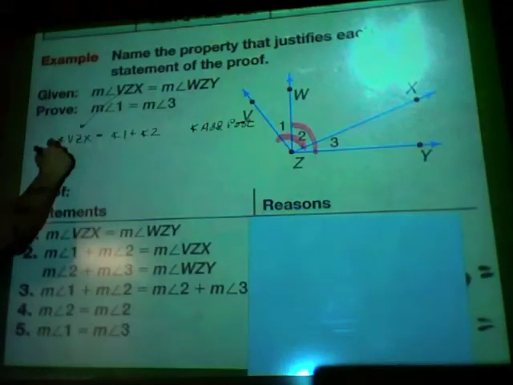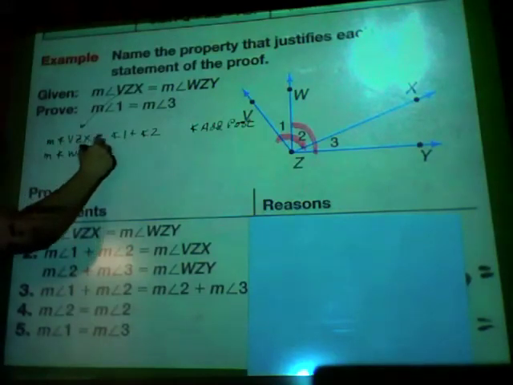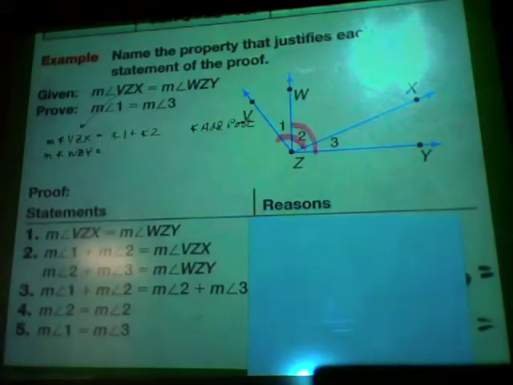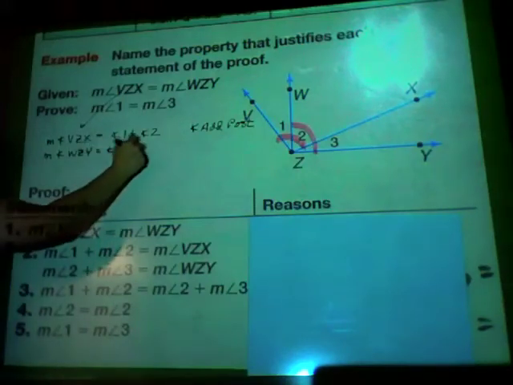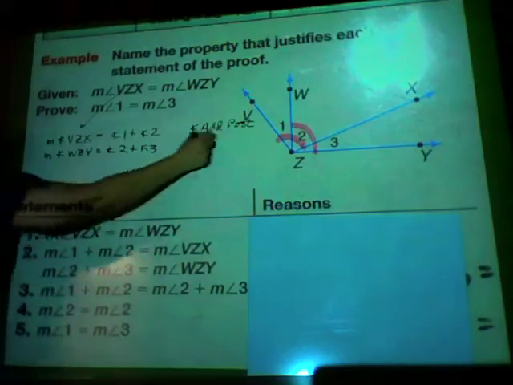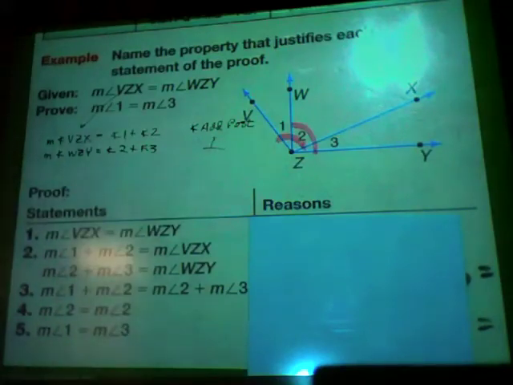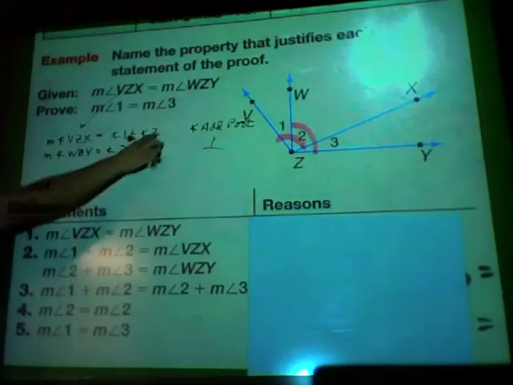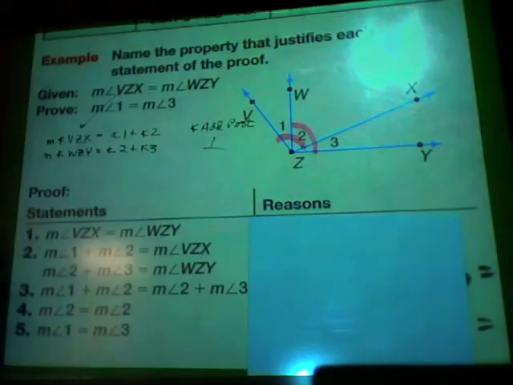The measure of angle WZY is equal to what two angles? 2 and 3. So angle 2 plus angle 3. So that's also the angle addition postulate for both of those together. Since they have the same reason behind them, I can probably put them in the same statement. And you see that down here, don't you? They wrote theirs backwards from mine. It really doesn't matter.